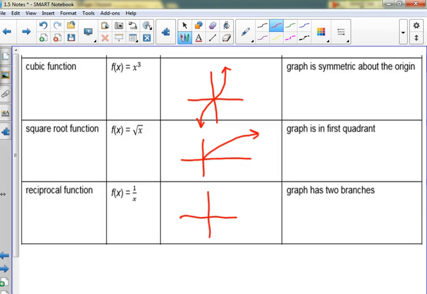The reciprocal function looks like this. You put in a positive, you get out a positive, so it has values in quadrant 1 and values in quadrant 3. Put in a negative, you get out a negative. We good so far?